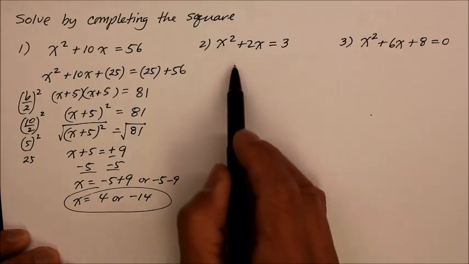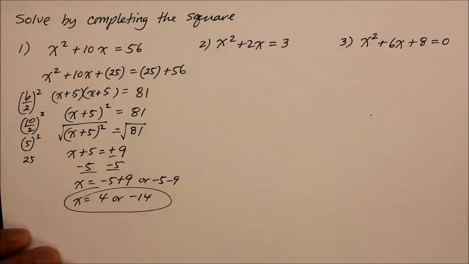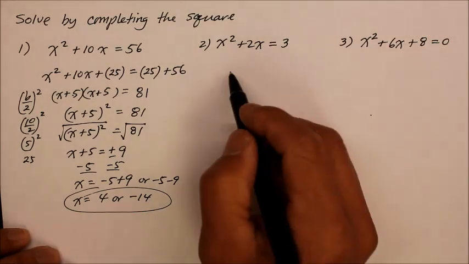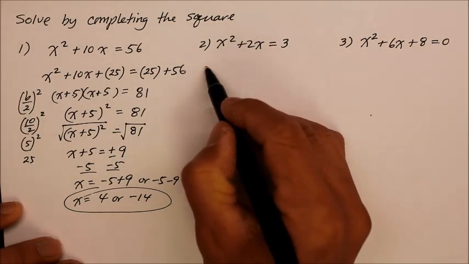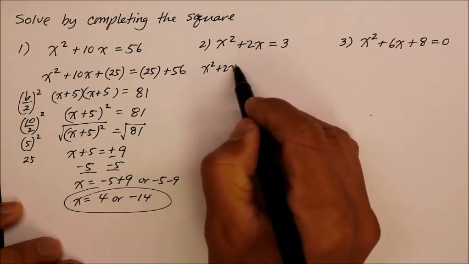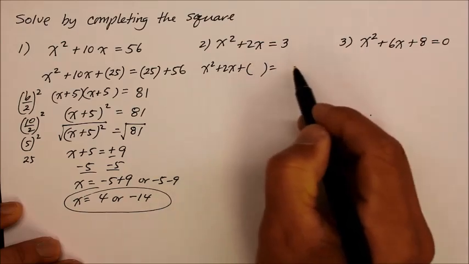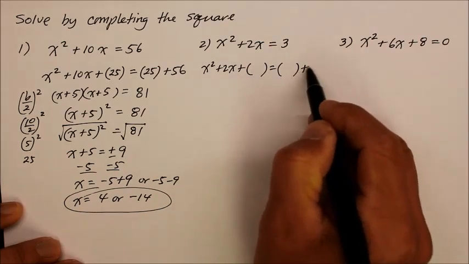Why don't you try number 2 and 3? Okay, so if you follow the same pattern, you said x squared plus 2x plus leave it blank equals leave it blank plus 3.